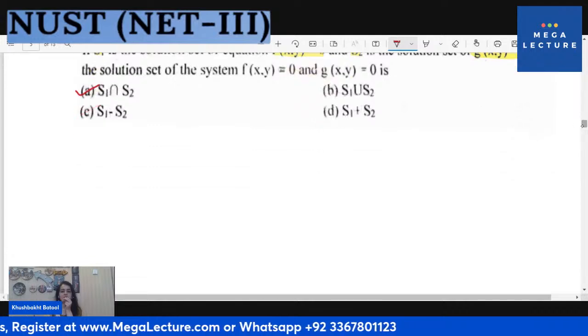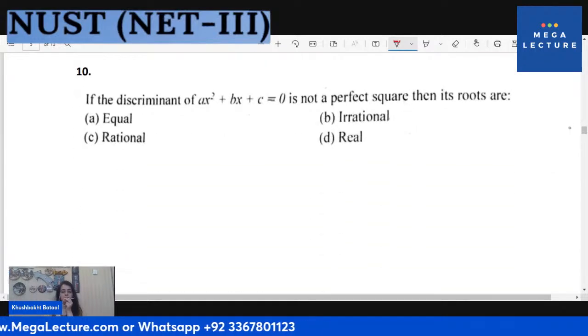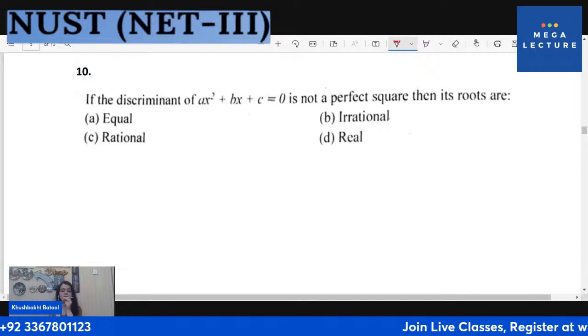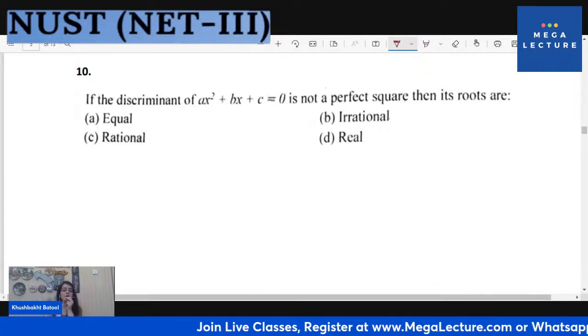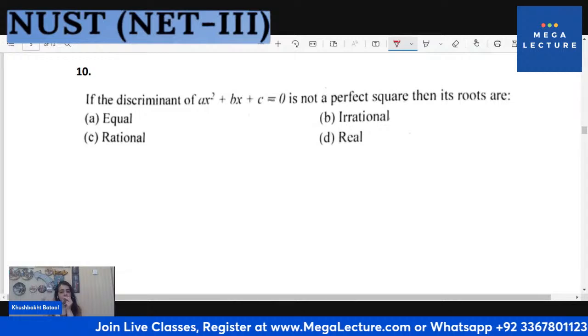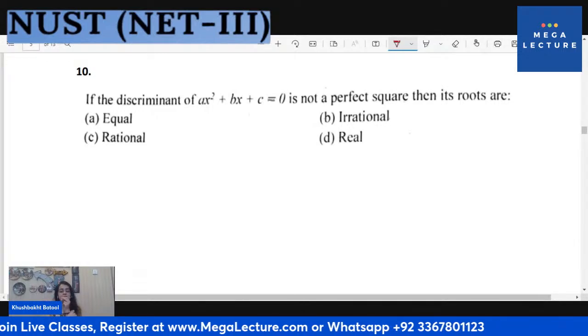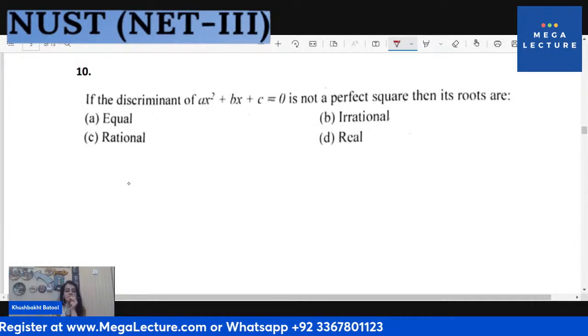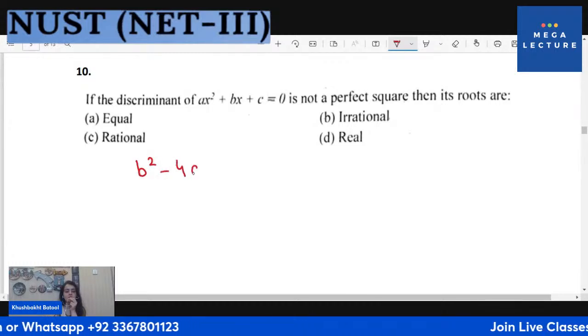Okay, I hope it's clear now. Let's talk about the 10th one. Now it says, if the discriminant of ax squared plus bx plus c equals 0, if the discriminant of this equation is not a perfect square, then its roots are. Now, what is the discriminant? Discriminant is basically b squared minus 4ac.